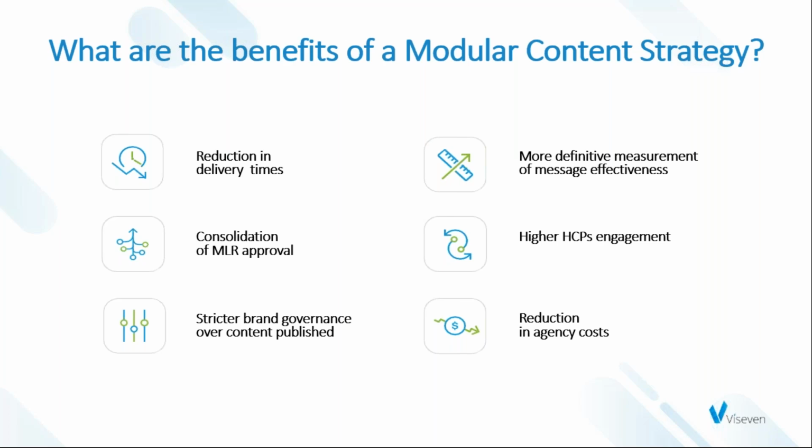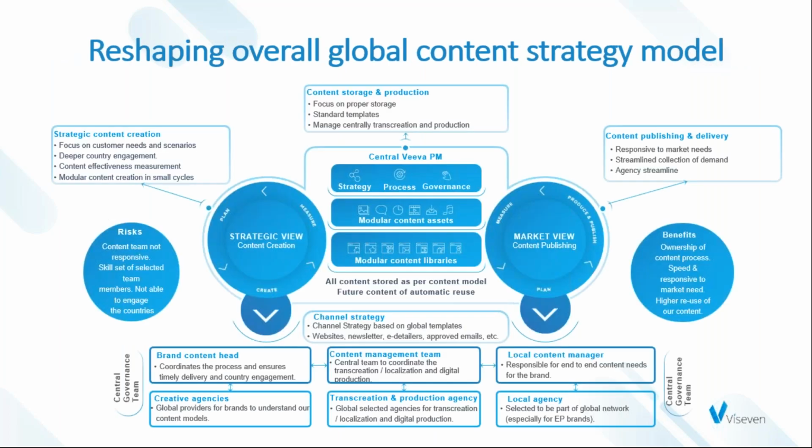Better brand governance over content: get more brand consistency along with the possibility to adapt the content to unique aspects of the local market. More definitive measurement of message effectiveness: interact with the target audience via preferred channels, and track and measure the effectiveness of key messages. Higher HCP engagement: create dynamic personalized content smarter, faster, and better. Agency cost reduction: modular content makes up to 60% of savings on content development direct costs.